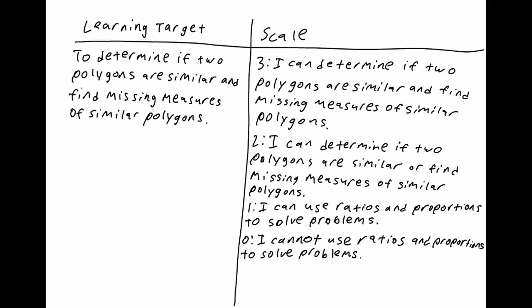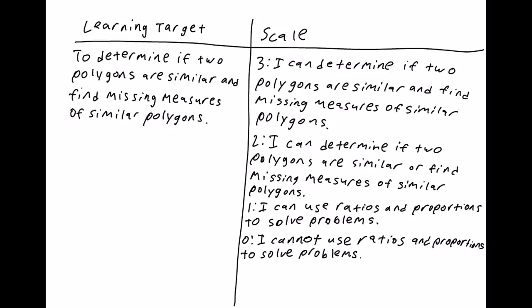The learning target for today is to determine if two polygons are similar and find missing measures of similar polygons. So two parts to the learning target. Scale is a 3: I can determine if two polygons are similar and find missing measures of similar polygons. 2: I can determine if two polygons are similar or find missing measures of similar polygons.